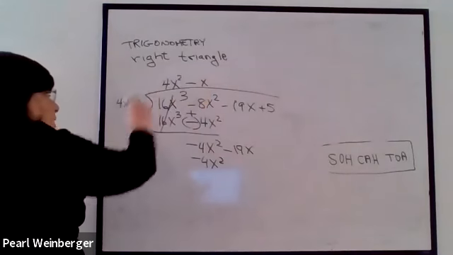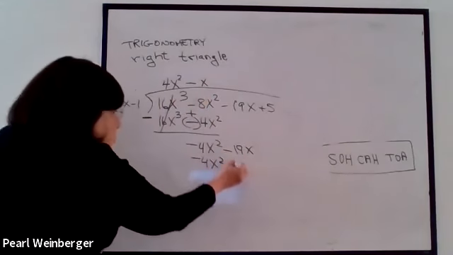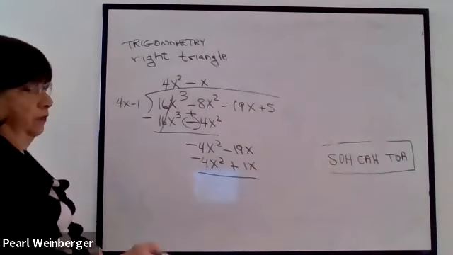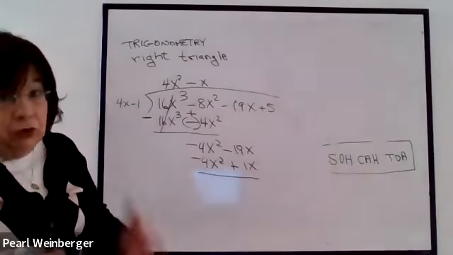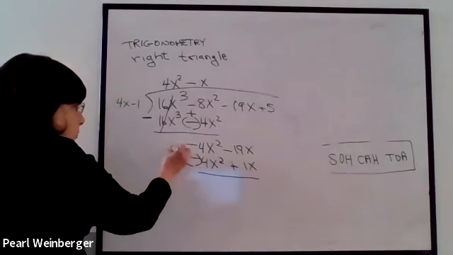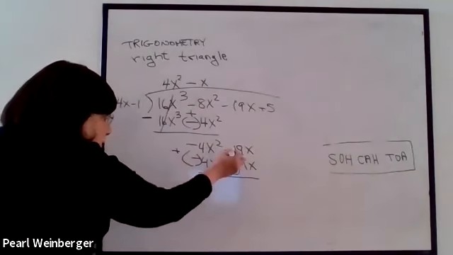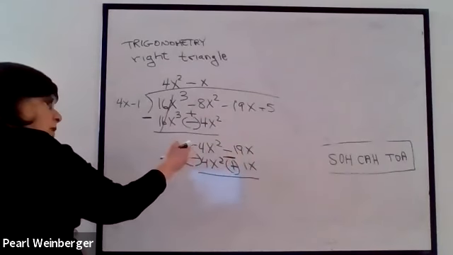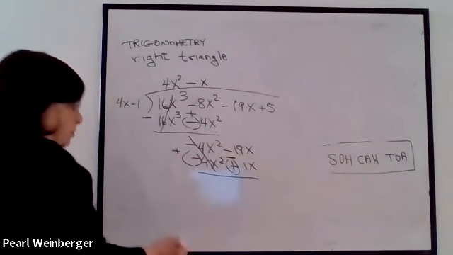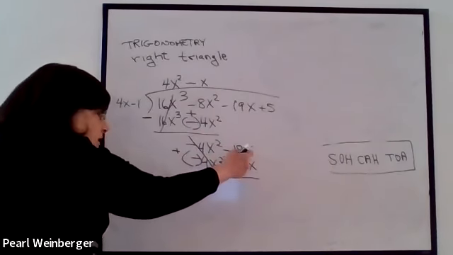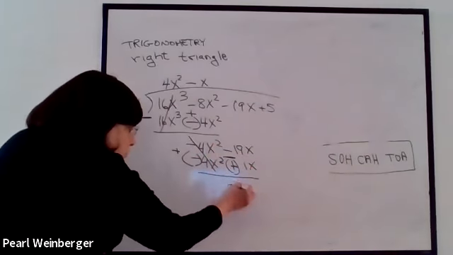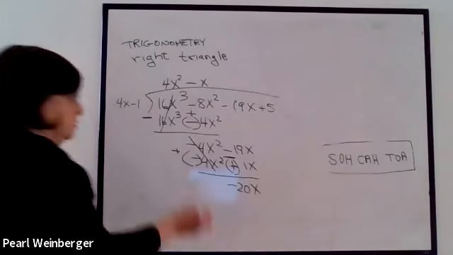And the negative x times the negative 1 becomes plus 1x, because negative times negative becomes positive. And now I have to subtract again, which means I have to change the signs. So this one is going to become a plus, and this one's going to become a minus. And here I have negative 4x squared plus 4x squared, which cancels out. And this is negative 19x minus 1x. And negative 19 and negative 1 is negative 20. So this becomes negative 20x.